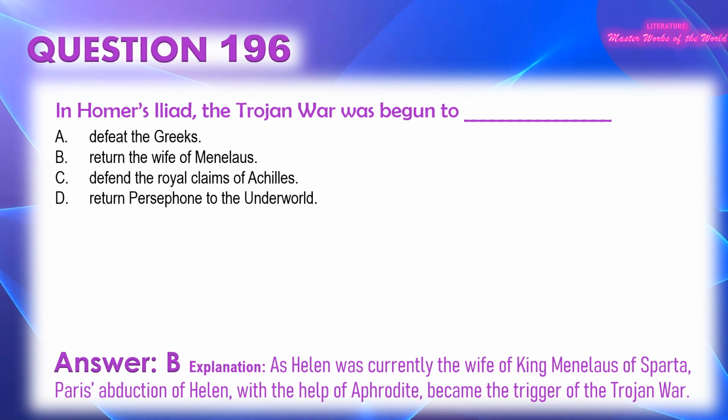Question 196. In Homer's Iliad, the Trojan War was begun to blank. Answer B. Return the wife of Menelaus. As Helen was currently the wife of King Menelaus of Sparta, during Paris' abduction of Helen with the help of Aphrodite became the trigger of the Trojan War.